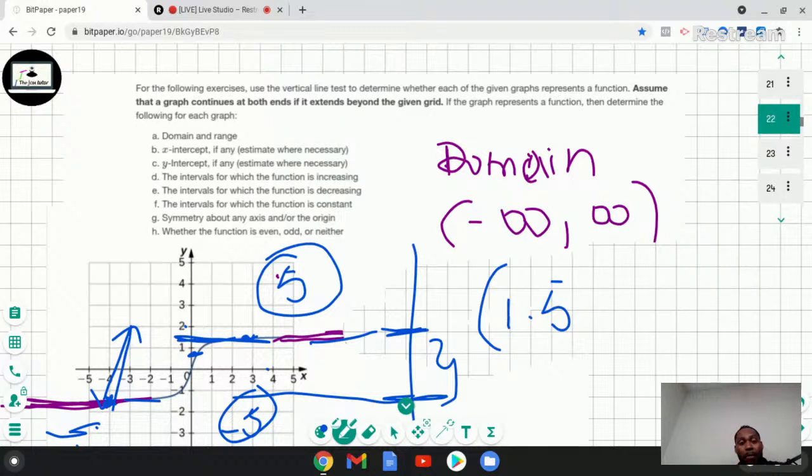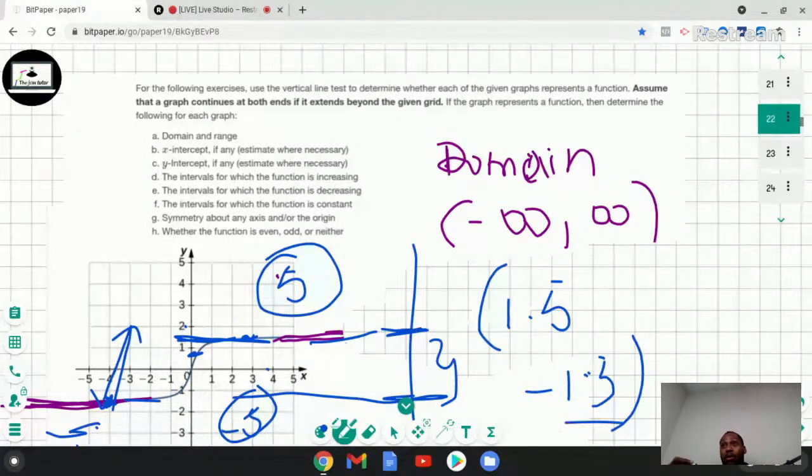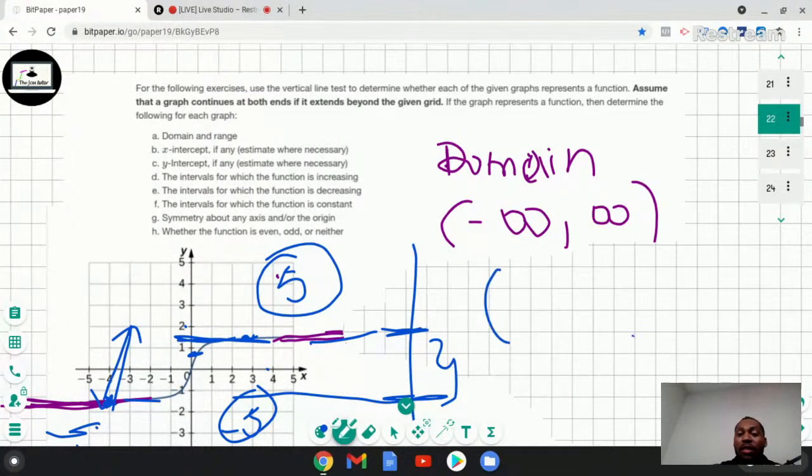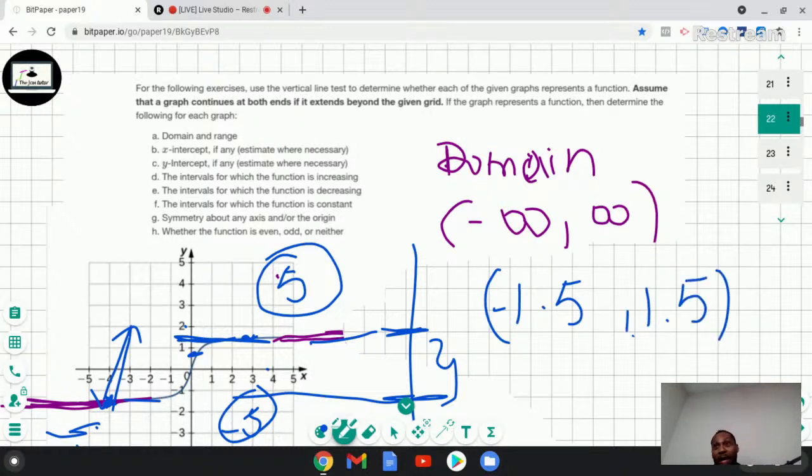It flattens out at -1.5 at the bottom. So what we're saying here is the possible y values in this function are -1.5 and 1.5. So that's the range of this function, -1.5 all the way to 1.5. These are the possible y values.